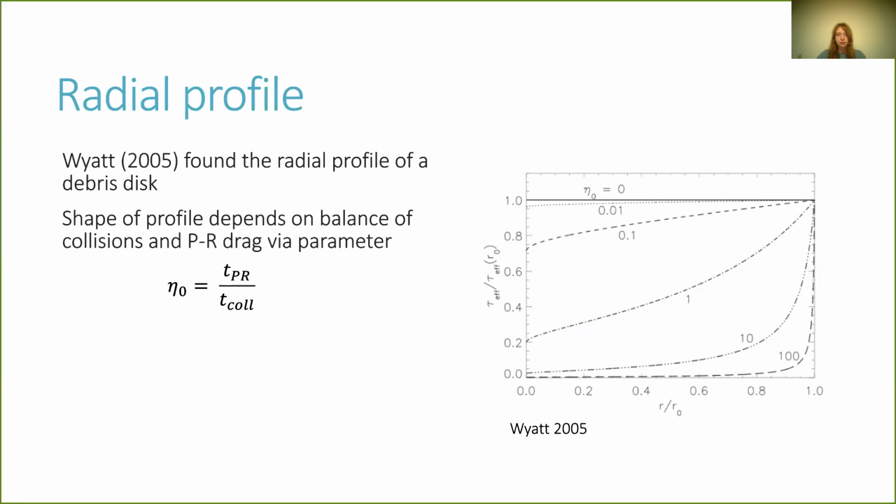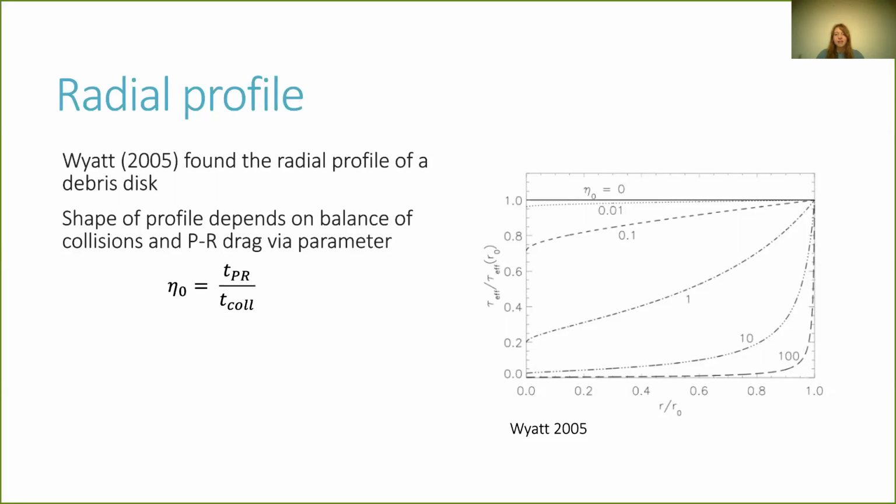To model this, we wanted to find a two-dimensional distribution of dust grains in a debris disk as a function of both radius from the star and grain size. Previously there had been simpler analytical models. In 2005, Wyatt found the radial profile of grains in a debris disk, only considering a single grain size. And they showed that the radial profile depends on a ratio of two timescales. When the Poynting-Robertson drag timescale is very short, grains migrate in towards the star without colliding. However, when the collision timescale is very short, instead grains are depleted just inside the planetesimal belt, and very little dust reaches the inner regions.